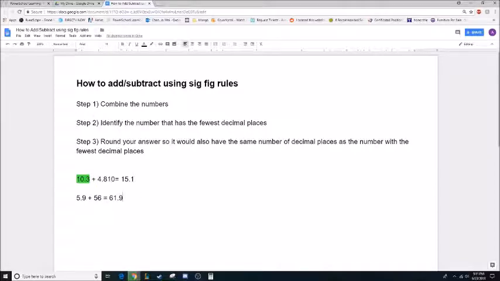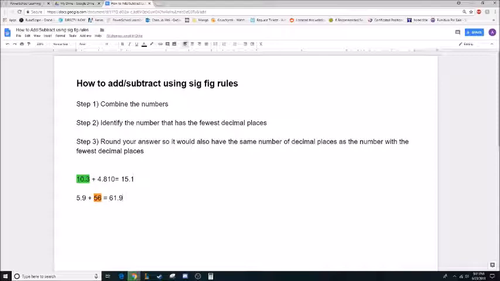And step 2, we're going to identify the number that has the fewest decimal places. This number right here has 1 decimal place. My second number, 56, has 0 decimal places. So that means I'm going to be following this one.